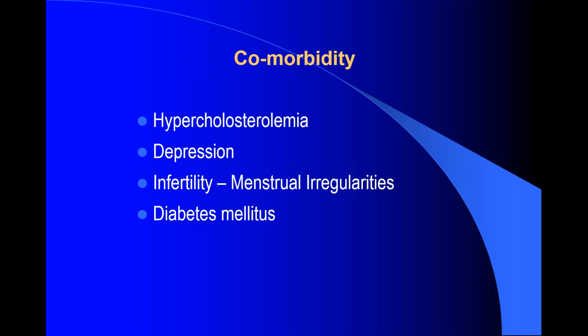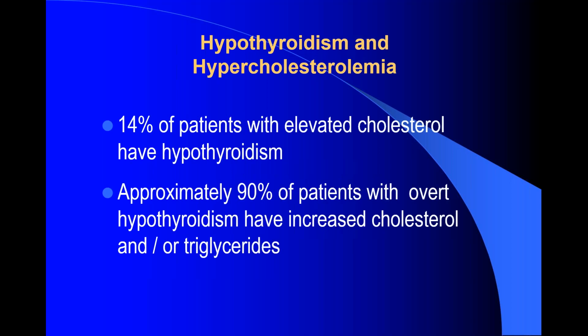As I have told you, all the conditions like hypercholesterolemia, cholesterols are raised. The patient can have depression, very common. Then the patient can present with infertility and menstrual irregularities, and can have other autoimmune diseases like diabetes. So just a few words about hypothyroidism and hypercholesterolemia. You will see that 14-15% of patients with elevated cholesterol, like dyslipidemia patients, have hypothyroidism.